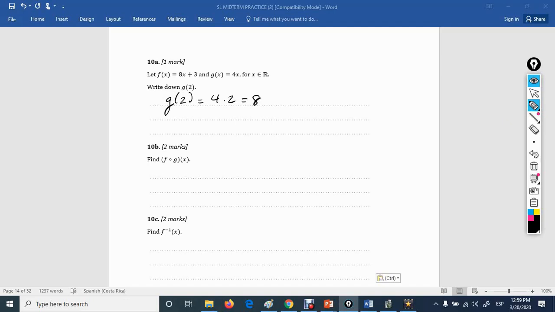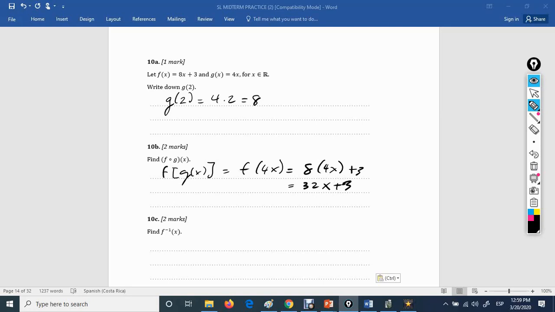Now find f of g of x. Now we can rewrite this as f of g of x, or, which is the same, f of 4x. In other words, put 4x inside f of x. So that will be then 8 times 4x plus 3, and this is going to give us 8 times 4, 32x plus 3.